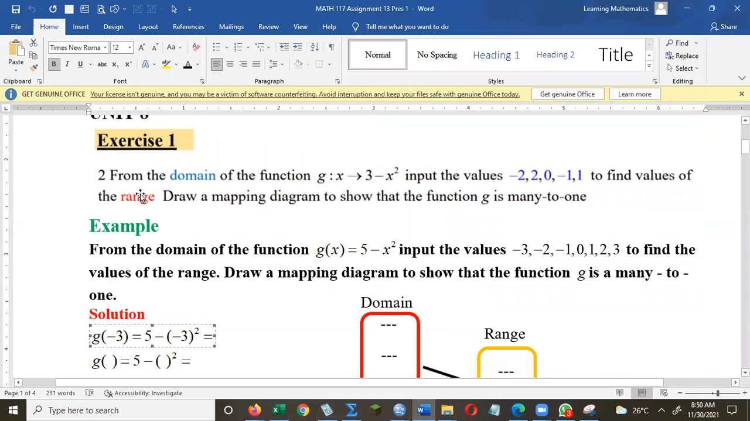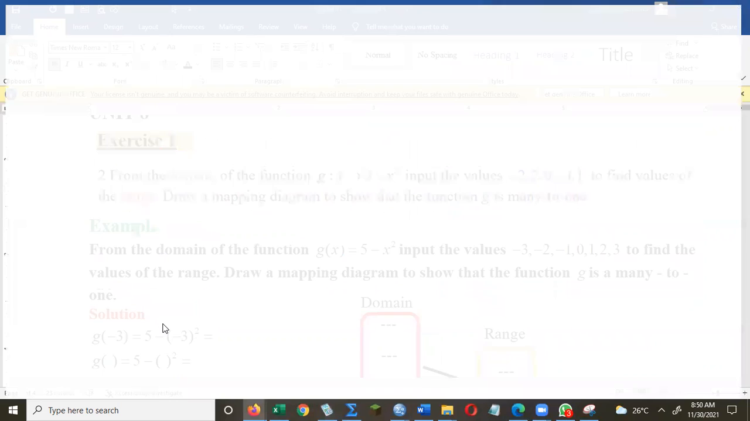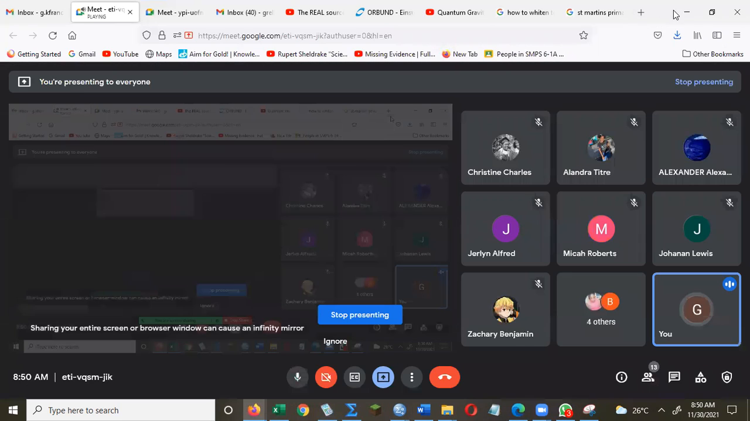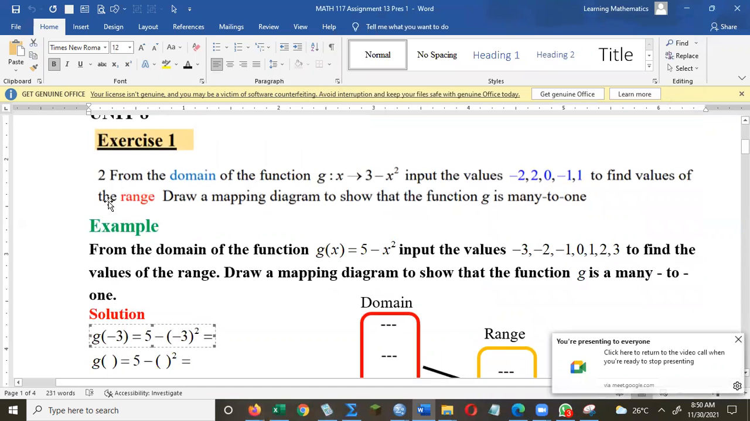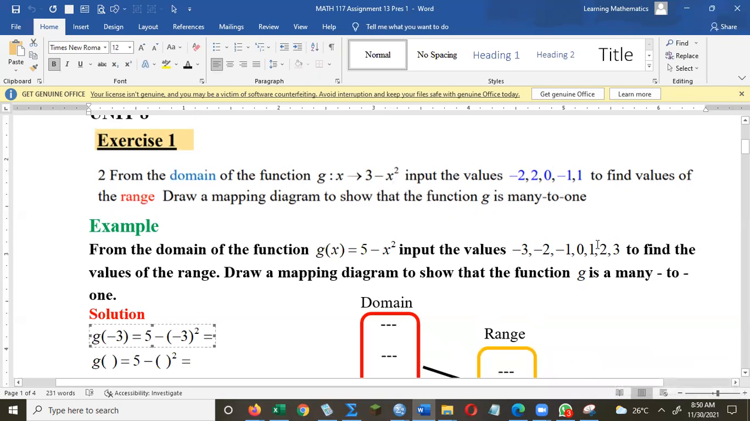That's the example of exercise 1, number 2, exactly. That's what I was asking persons to read, but I was hearing the silence. So look, the first question in assignment 13 is called number 2, and here's an example like it. Don't you see them looking alike? In the assignment, you have to substitute -2, 2, 0, -1, and 1. But in my example, it's -3, -2, -1, 0, 1, 2, 3. And here we started it, so we're going to substitute -3.